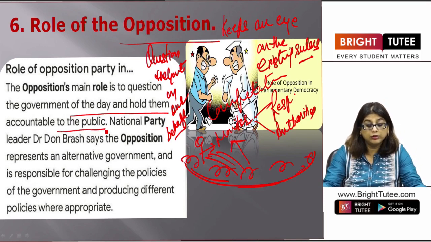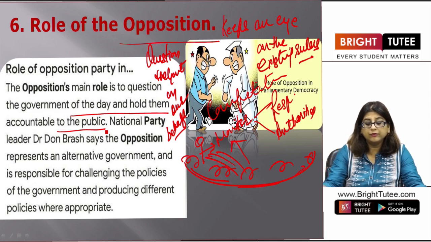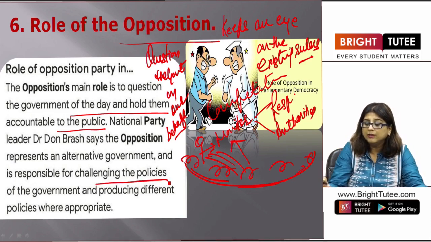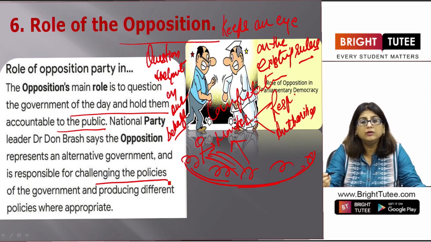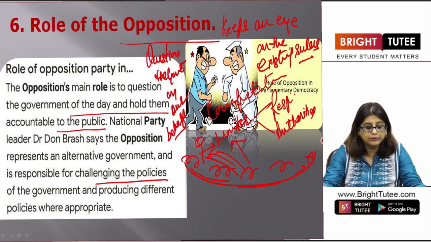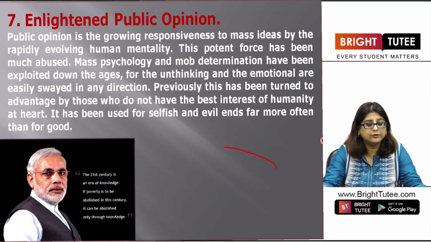National party leader Dr. Don Brash says the opposition represents an alternative government and is responsible for challenging the policies. Obviously, when the policies are being made, who is going to challenge them, whether it is a right or the wrong one? Who is going to question the government about what is right and what is wrong? Because on our behalf, we are not supposed to go over there. So directly we cannot go. So who is going to ask the questions on our side? The opposition is going to ask the questions on our side, and produce different policies where appropriate.